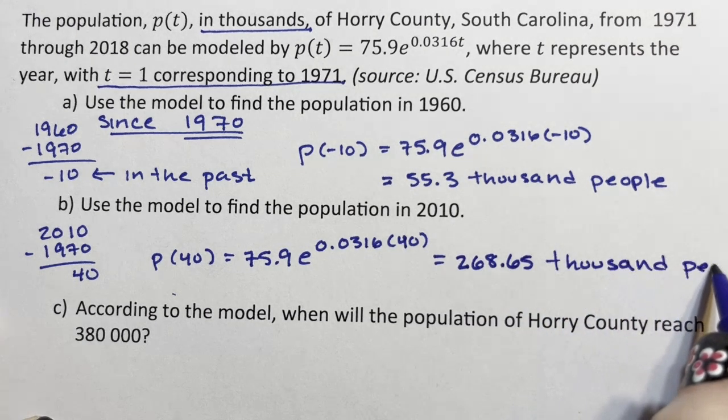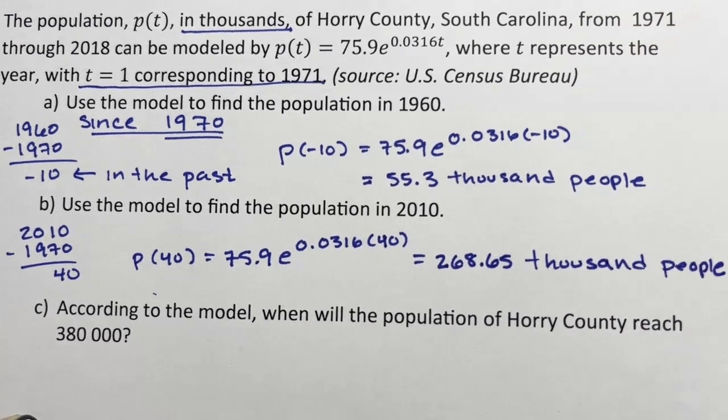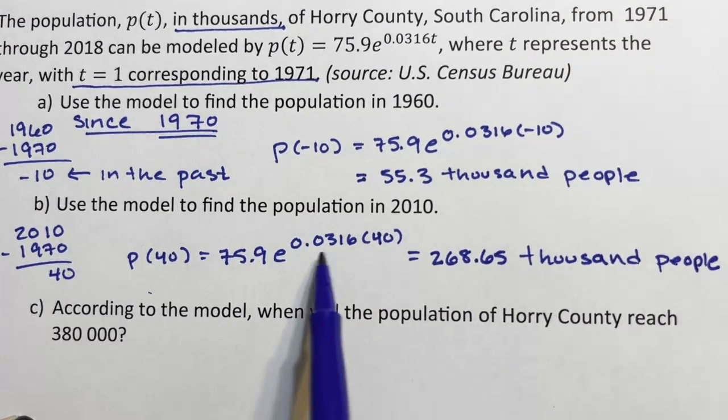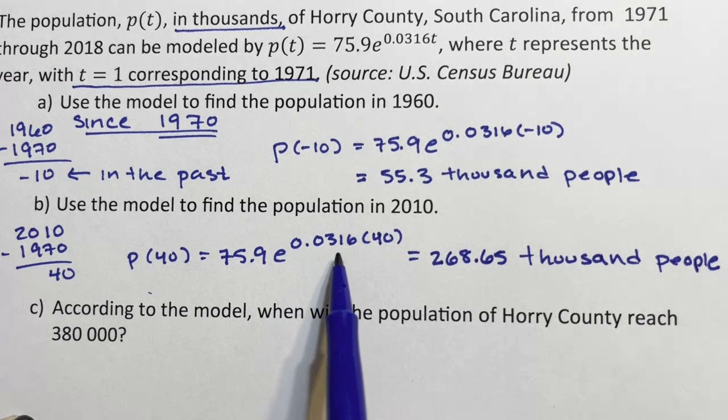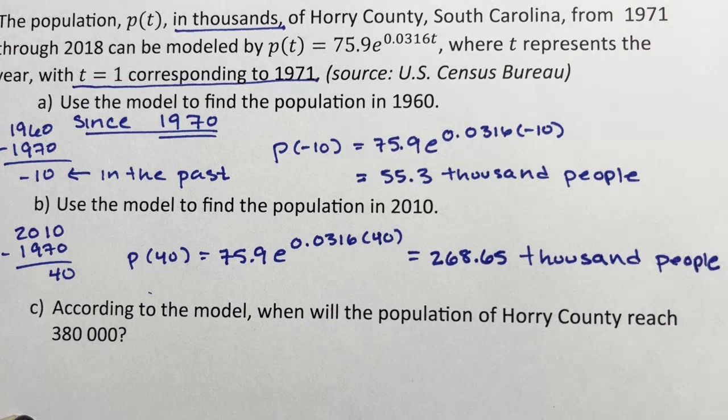I like when the question is asked twice like this, because then I double check to make sure I have 0.0316 instead of 0.316. I can double check that I have everything typed in correctly and I didn't type it in too fast. All right, this last question, according to the model, when did the population reach 380,000?